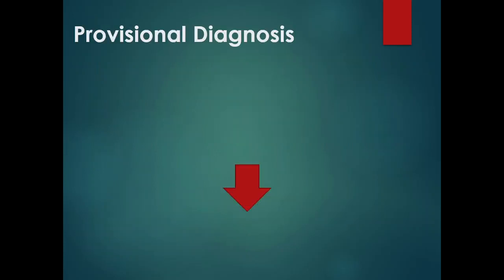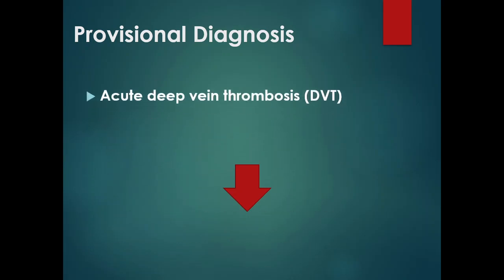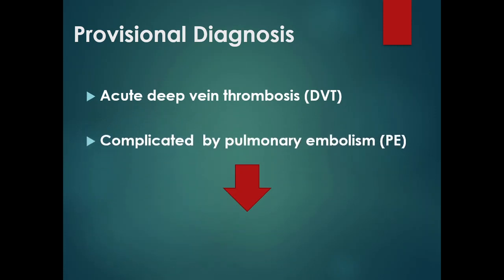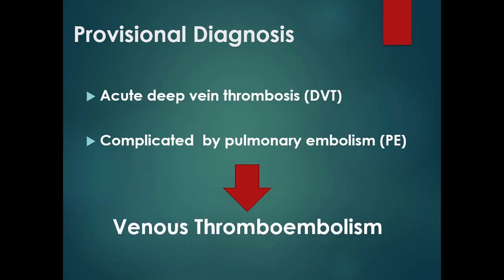So our provisional diagnosis would be mostly acute deep vein thrombosis that is complicated by pulmonary embolism. And these two disorders, because they are so connected with each other, we call it a venous thromboembolism. So this patient had a VTE, or venous thromboembolism event, and acute.